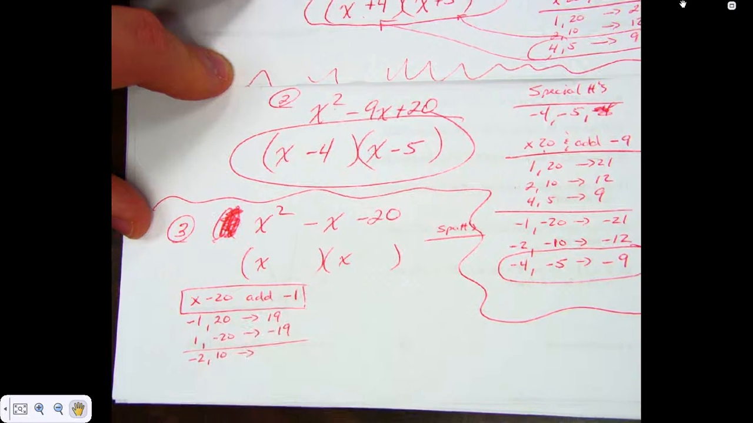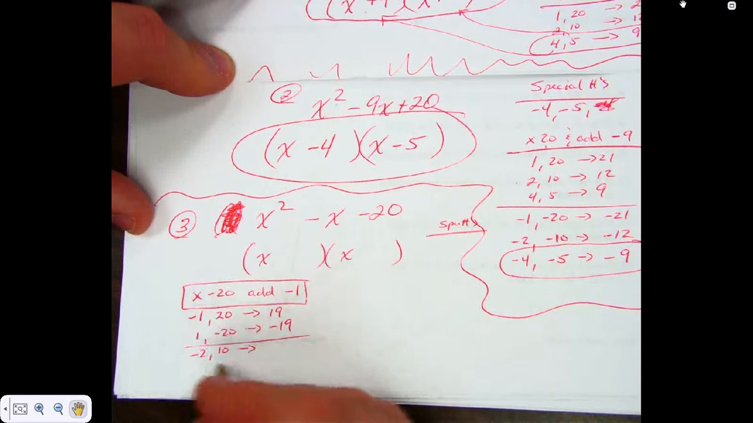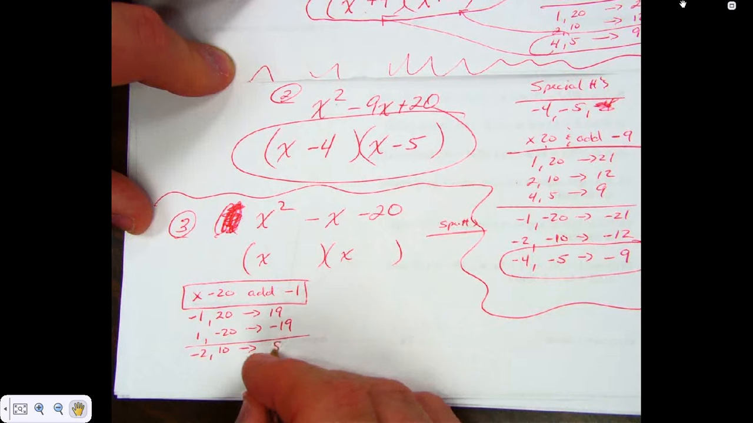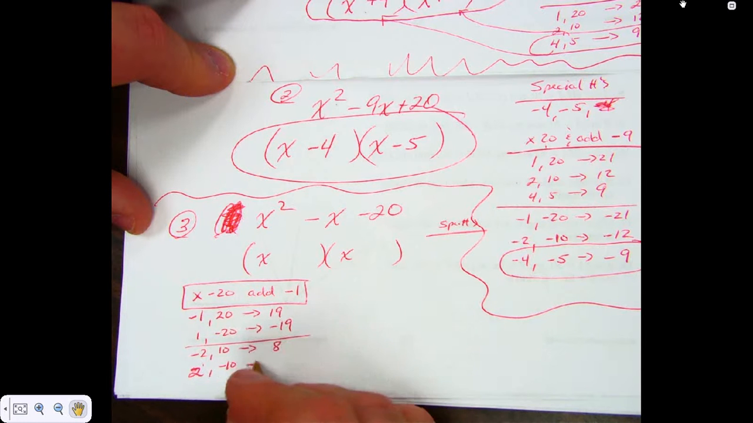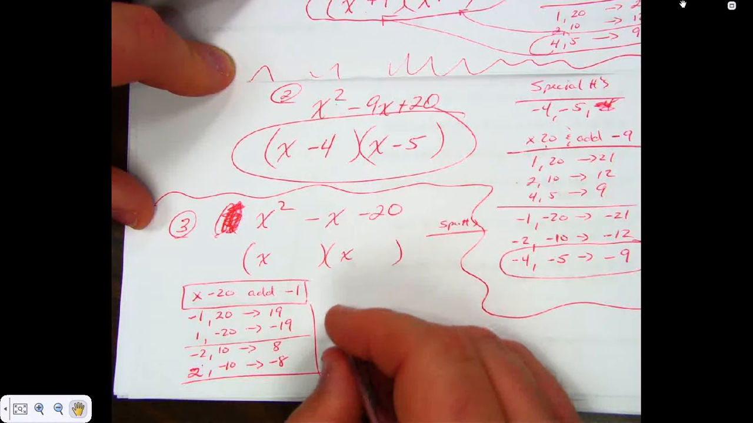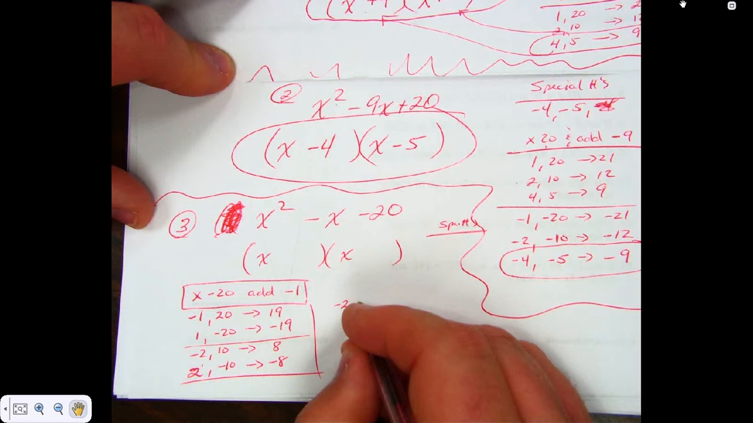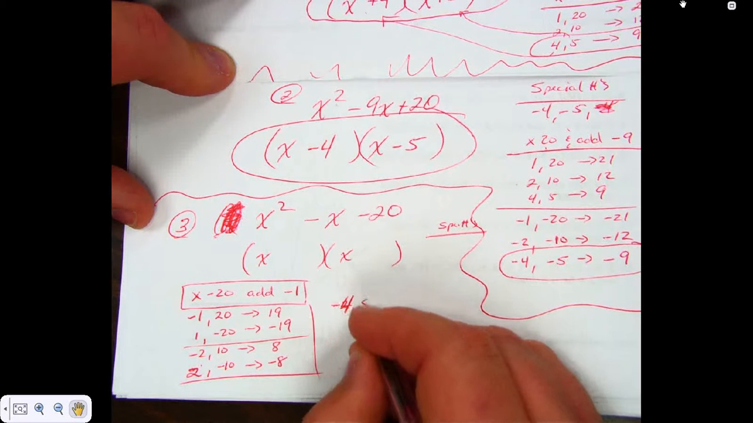What do you get? Anybody? What do they add? They multiply to get negative 20. What do they add to? 8? What would I do then? I would just do a positive 2 and a negative what? What do they add to? Those don't work either. What's our last one? I could do negative 2, or I'm sorry, negative 4 and a positive 5.